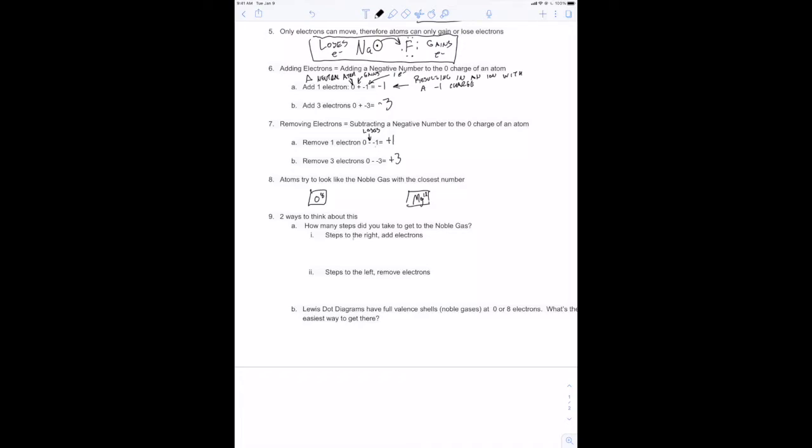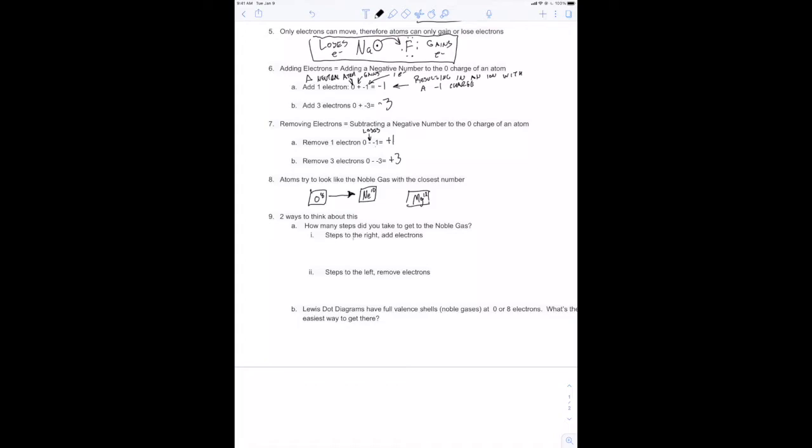So what we're going to say is that oxygen wants to look like the nearest noble gas. Well, oxygen can either try to look like helium, or it can try to look like neon. Neon is only 2 steps away, whereas helium is 6 steps away. So oxygen is going to try to look like neon, which is number 10. Okay, so that is oxygen's goal, to have the same electron configuration as a noble gas, because noble gases are inert and don't react, and basically atoms want to have that type of configuration.